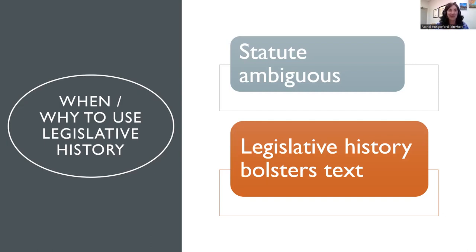And so, has all that much changed? I'm not sure really. If the text and context are super clear, there's no ambiguity, it's highly unlikely that legislative history is going to be helpful to you, because courts are not going to be persuaded that something you found in the legislative history should contradict what the statute clearly says on its face.